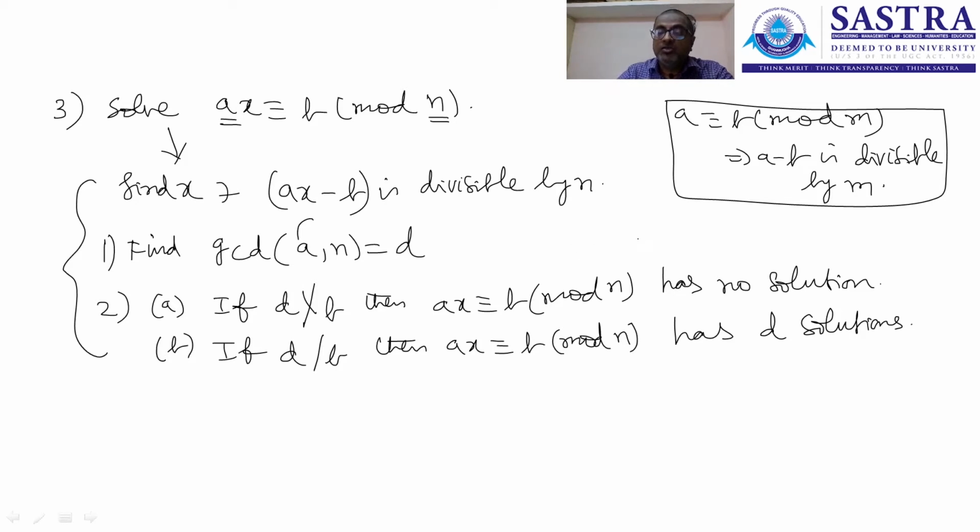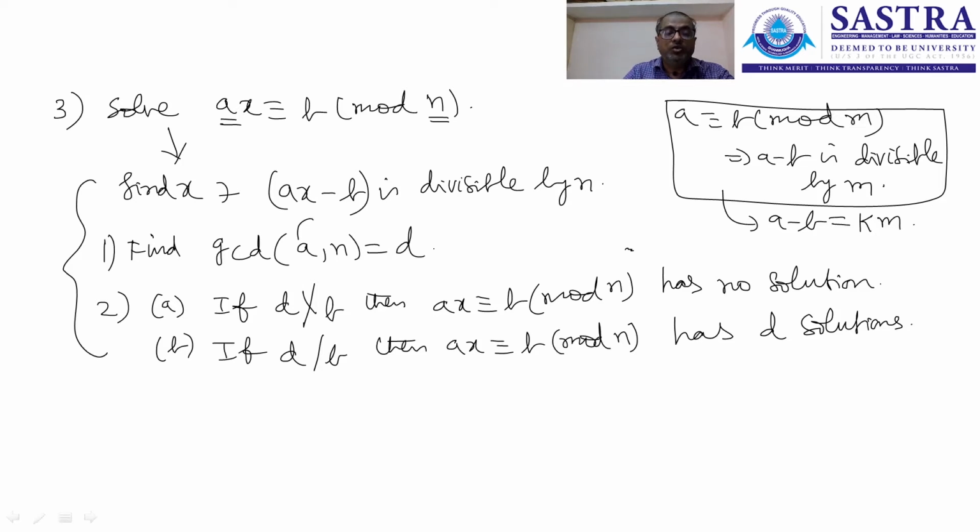Okay, so if you look at the right hand side, you have a minus b is divisible by m. In other words, a minus b is equal to some constant k times m. So in this case, what we have to do is find x such that a into x minus b is divisible by n.